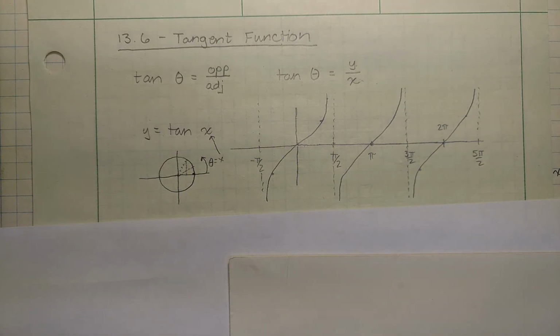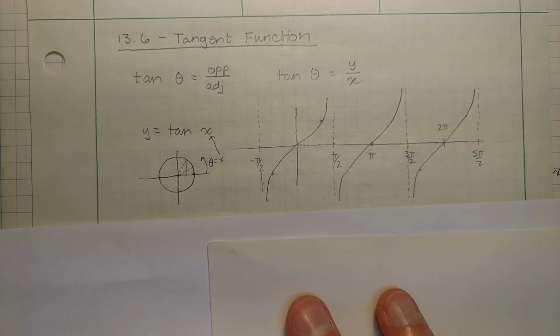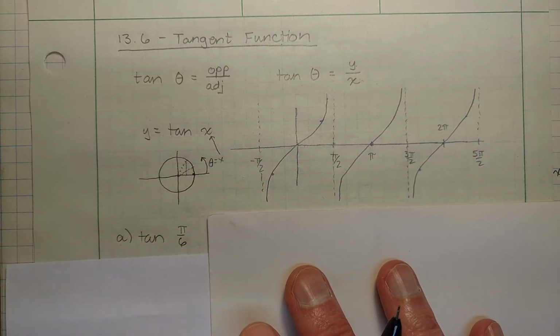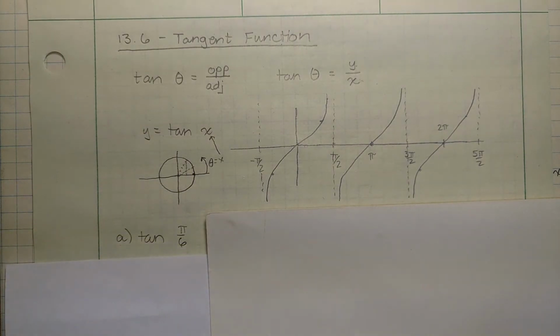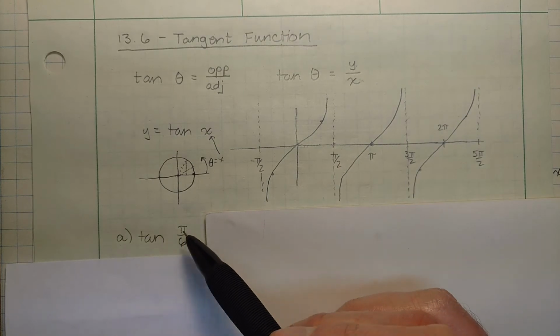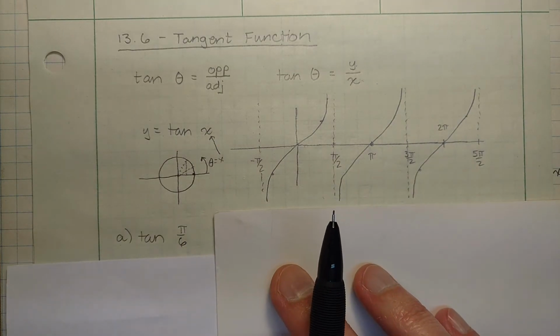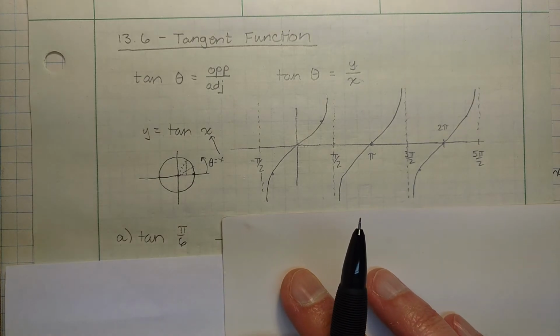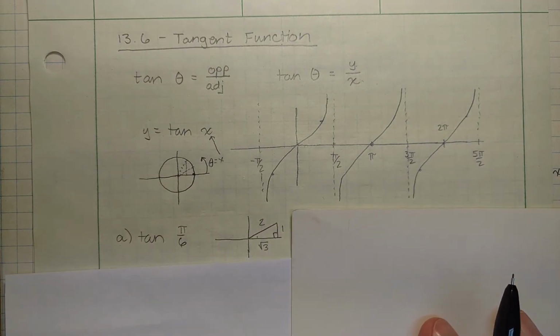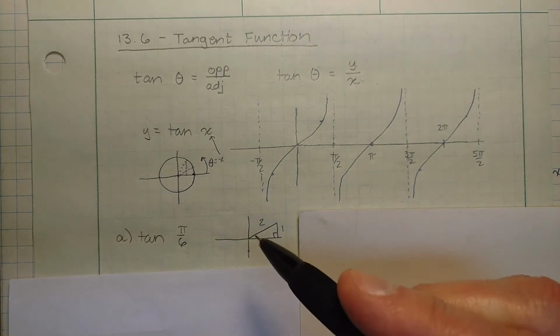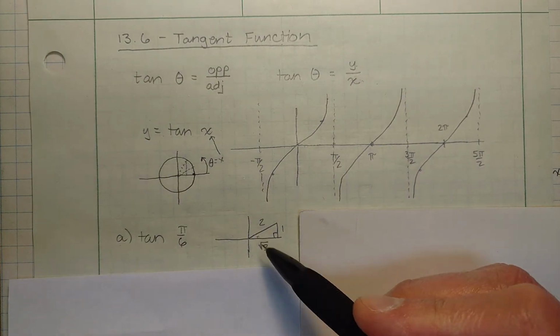Now let's just go back and let's review how to find tangent values. So tangent of pi over 6. If you don't like radians, change it to degrees. Pi over 6 is like 180 degrees is pi, divided by 6 would be 30. So it's the same thing as saying tangent of 30 degrees. On the graph, we can make a triangle there. Tangent of 30 degrees is right here.